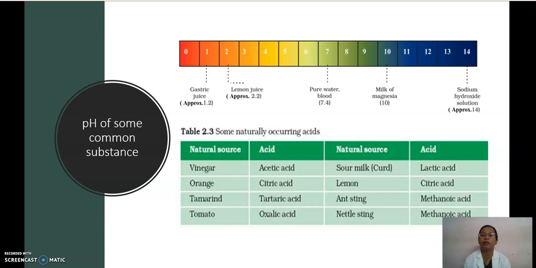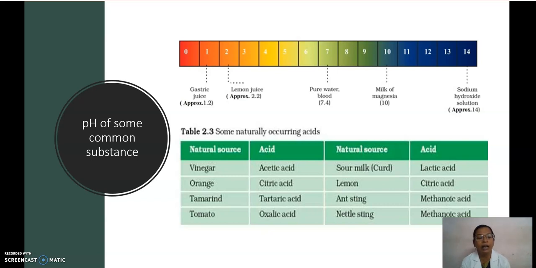So this is the color code. It starts from red at 0. It is highly acidic, that is a strong acid. Then the color decreases until it reaches 7, where the color becomes green. Then again the color changes to blue, then deep blue, then violet, then dark violet color will come.